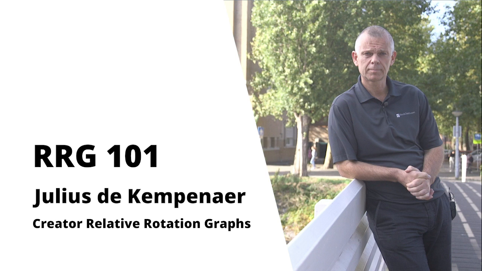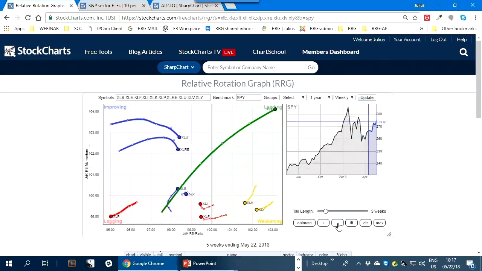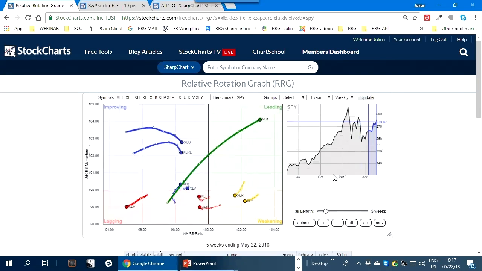For those of you who have never seen an RRG before, these are the charts. I hope you can see my screen now. What you're looking at is an RRG of the 10 S&P 500 sector ETFs. Basically, this is showing you the relative movement of all sectors inside the S&P 500 in one screen. And there is immediately the biggest advantage of using RRGs because it gives you the big picture in one picture.